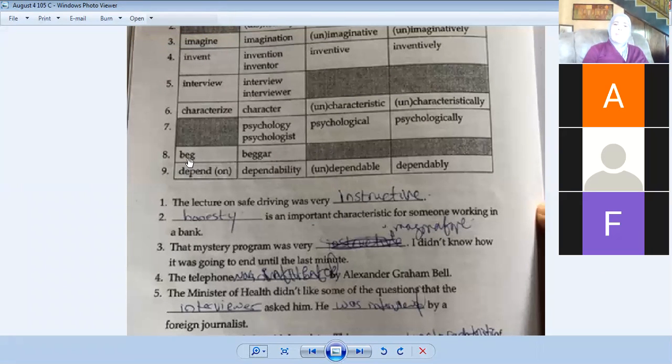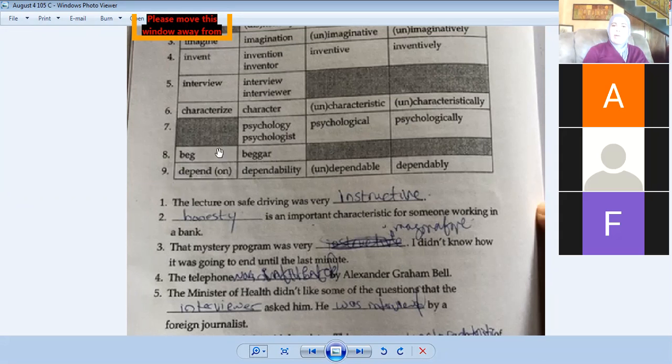We have the verb beg. Beg يترجى أو حتى بالعربي بنقول يشحد, right? To beg. Beggar is the person who does this act. Okay, we call him or her a beggar. يعني شخص بترجى أو شحاد يعني بمعنى.